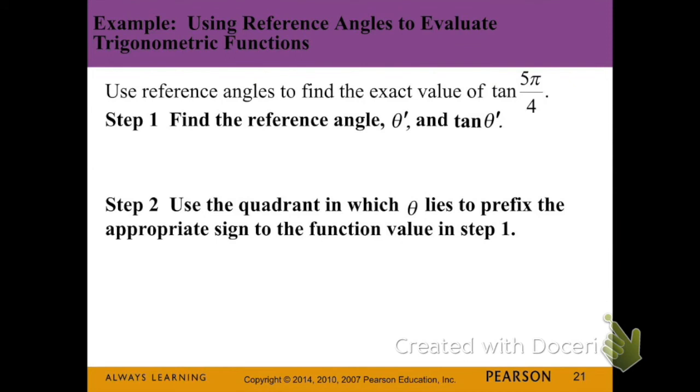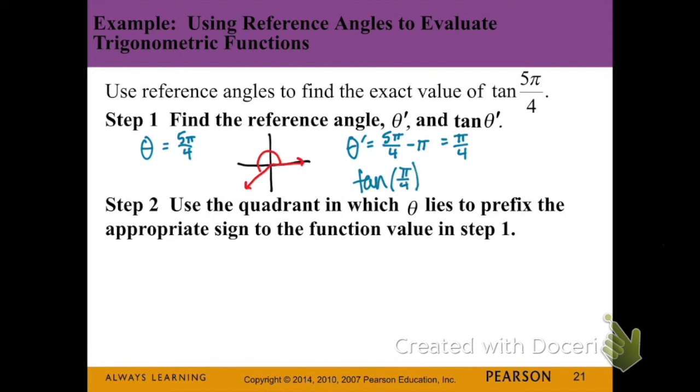In this next example, we are going to use reference angles to find tangent of 5 pi over 4. First of all, I know that 5 pi over 4 is in the third quadrant, so I'm going to need to find my reference angle. There's 5 pi over 4. We find our reference angle by doing 5 pi over 4 minus pi. We get a reference angle of pi over 4. Now we need to find tangent of pi over 4. Remember, tangent is just y divided by x. So we're going to get 1.